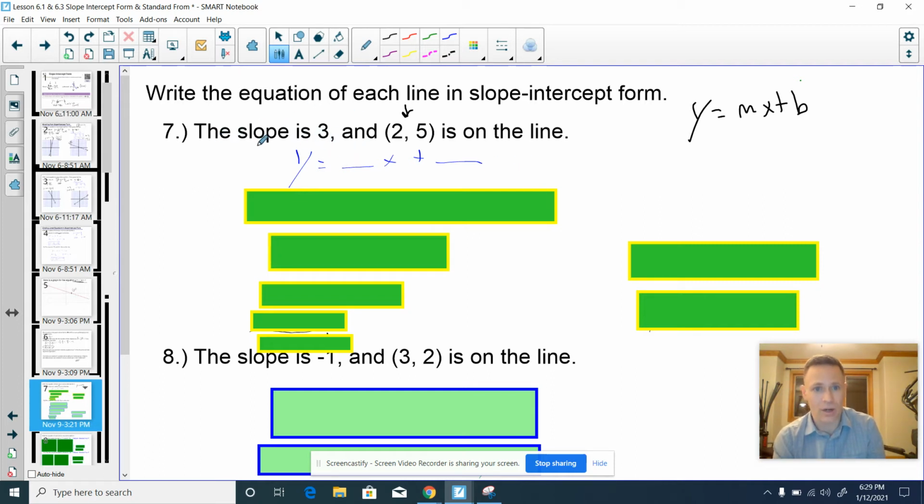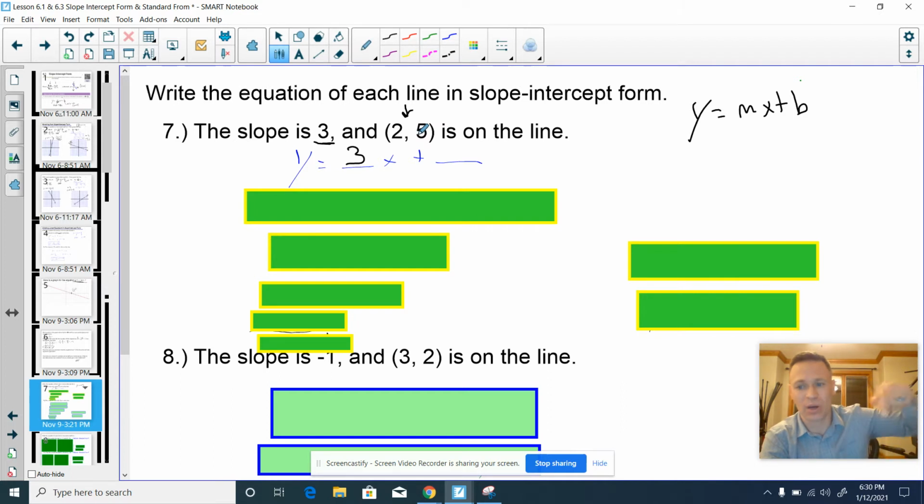Okay, well, what do I know? I know the slope is 3. Great. Substitute it in. Halfway done. However, I don't know the y-intercept. That stinks because before it was super simple, right? I just take that puppy and put it in there and I'm done. But I can't do it now. I have to do something else.